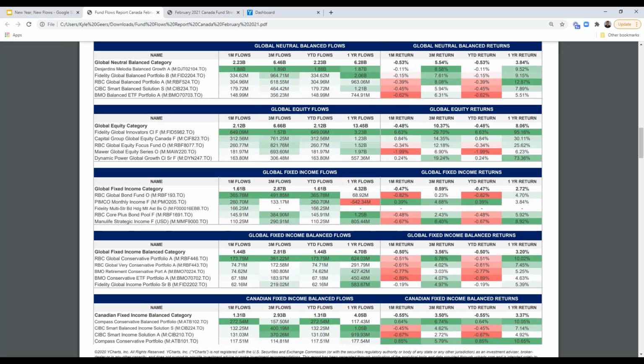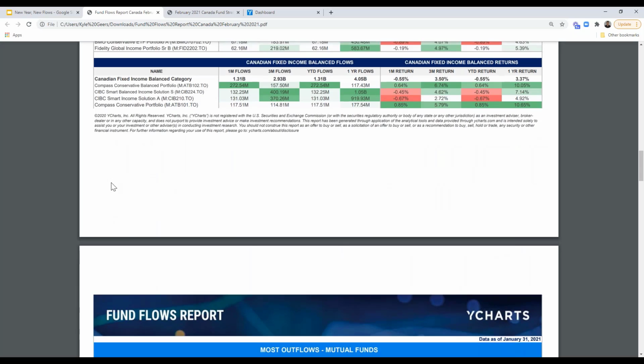And we split these reports out to show top flows for mutual funds, top outflows for mutual funds, as well as ETFs, as we'll see in this section coming up.